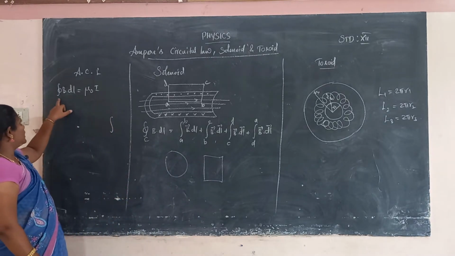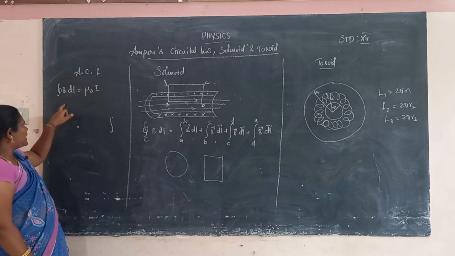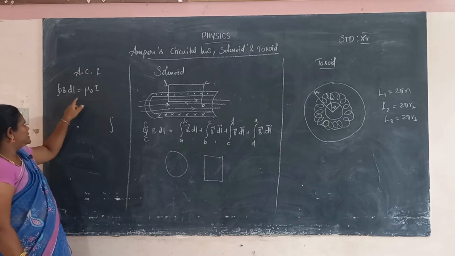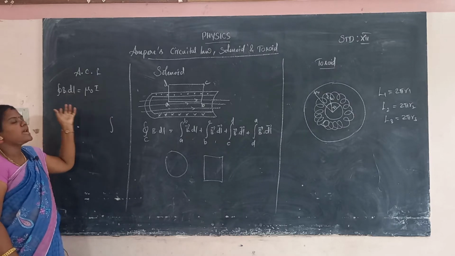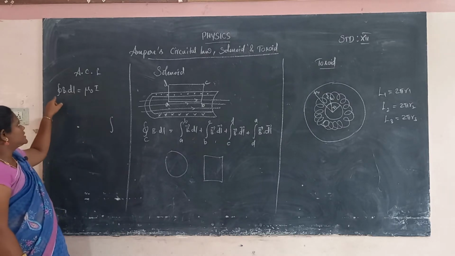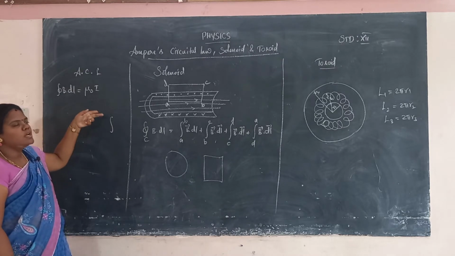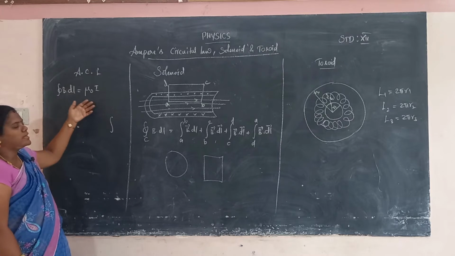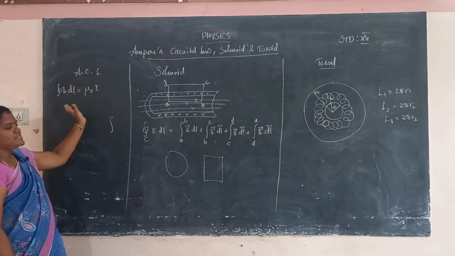The closed integral of the magnetic field B dot dl is equal to mu naught I. That is the Ampere circuit law. So the magnetic field around a closed path equals the product of the permeability and the current flowing in the circuit, or in the conductor. It is called Ampere circuit law.